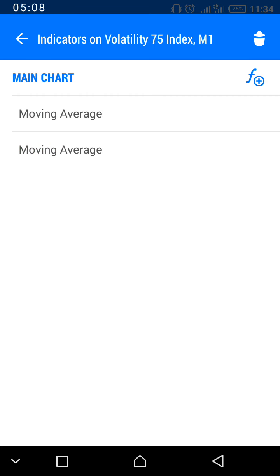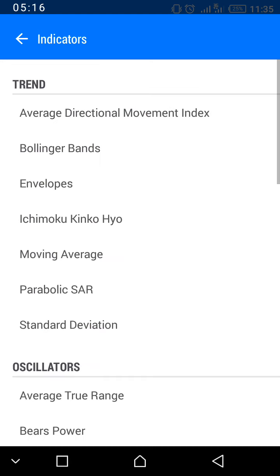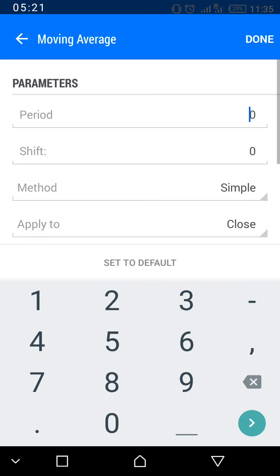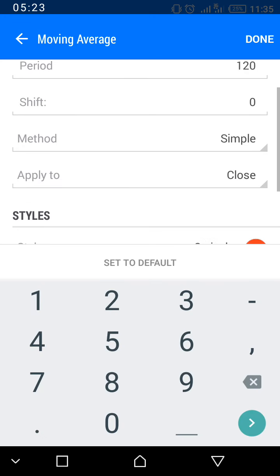Then I want to add more. Now I want to add 4 new MAs. Let's edit the moving average again. Then change the period to 120. The method is simple. Apply to close. Then the color is gray.